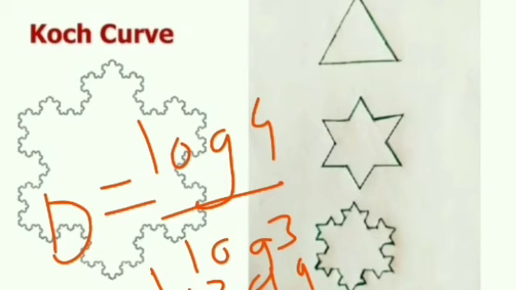From all of this discussion, we can say that the point sets, curves and surfaces which give a fractal dimension greater than the topological dimension are called fractals, in which the fractal dimension is more than the topological dimension.